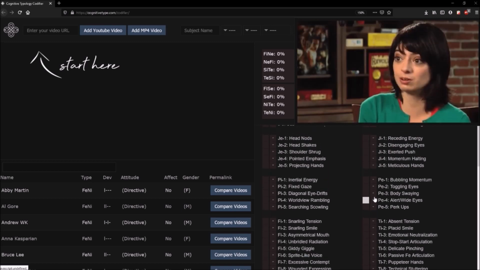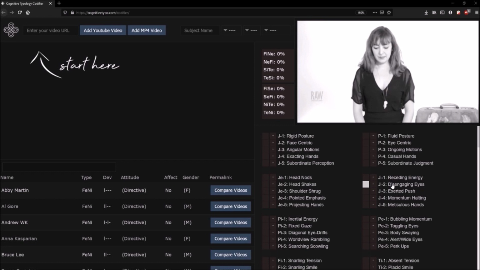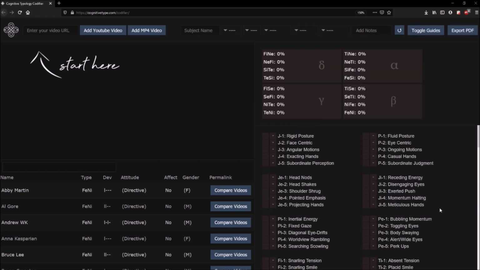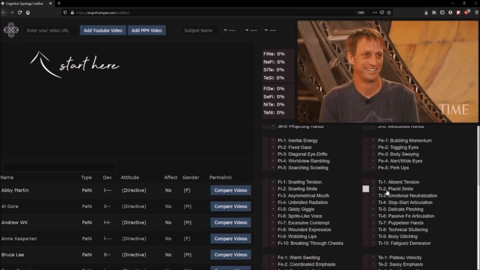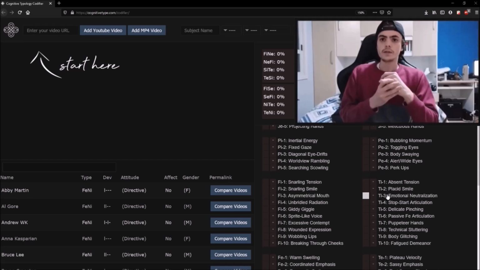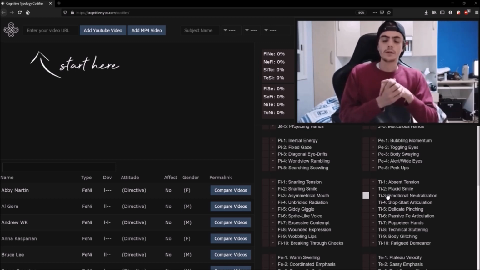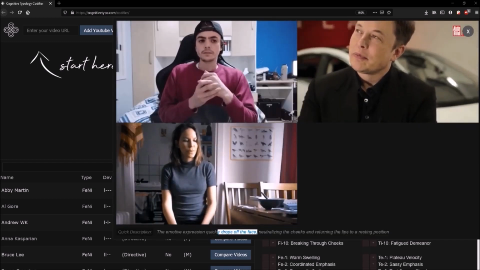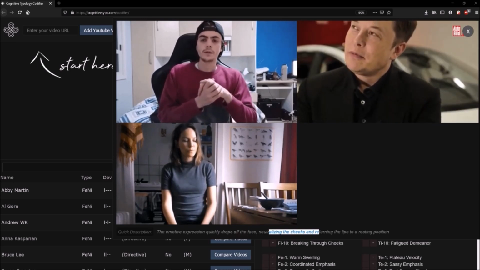In other words, all of these JI signals that we previously discussed are tied in TI to a distancing from the emotional register, which means that as they, let's say, momentum halt, they also lose the quality in the cheeks. As we see here in one of our volunteers, and as it says here, the emotive expression quickly drops off the face, neutralizing the cheeks and returning the lips to a resting position.